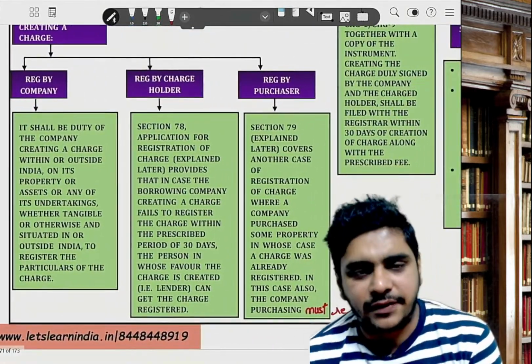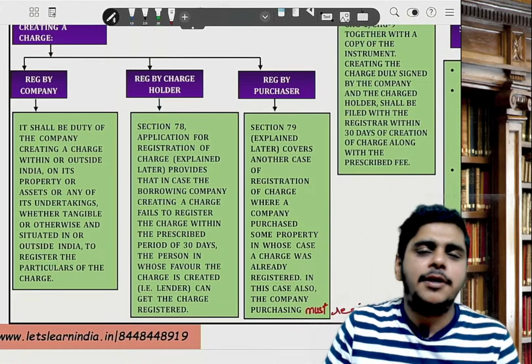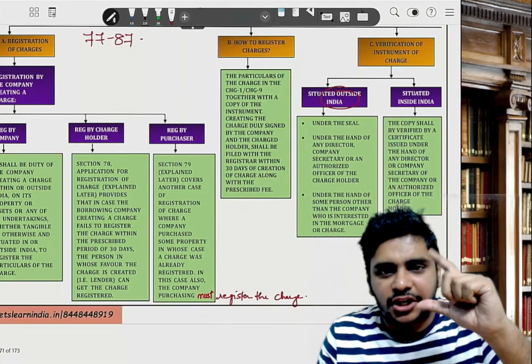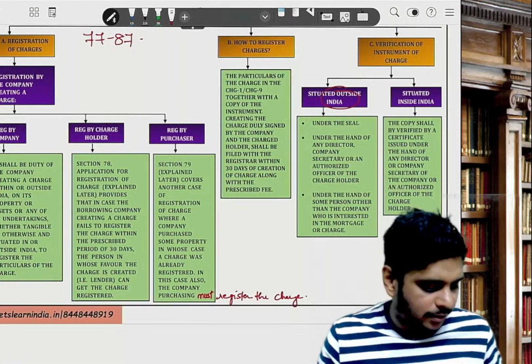Now, section number 77, registration of a charge. Very simple it is. You remember 30, 30, 60, 30, 30, 60, same concept here.